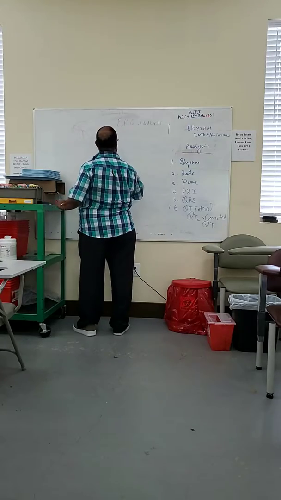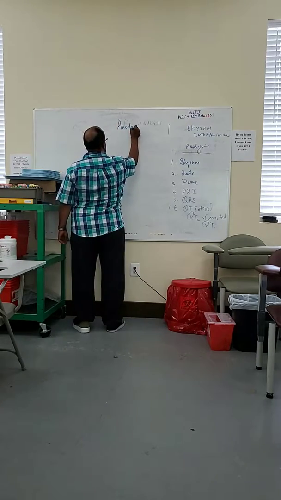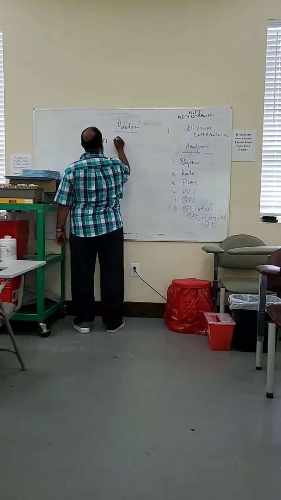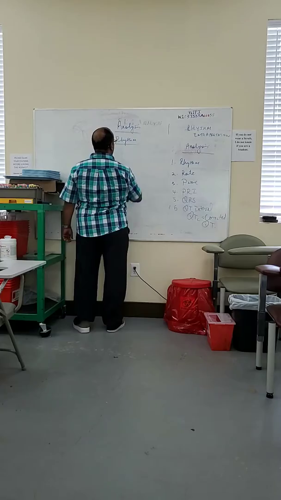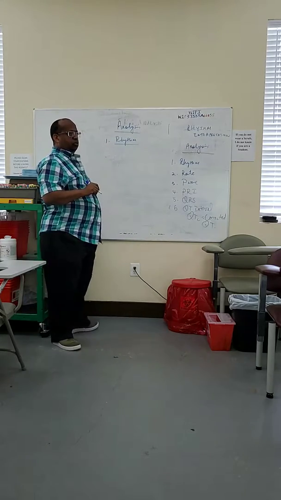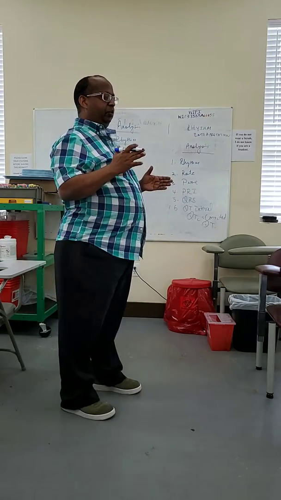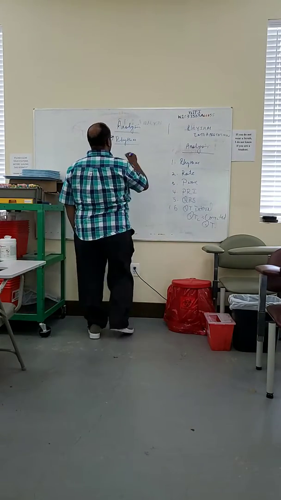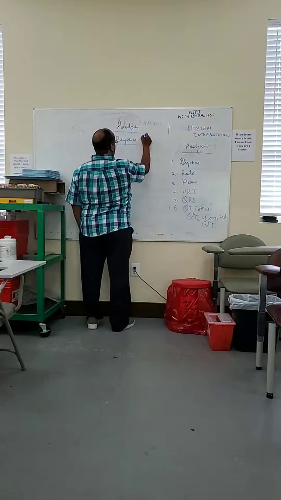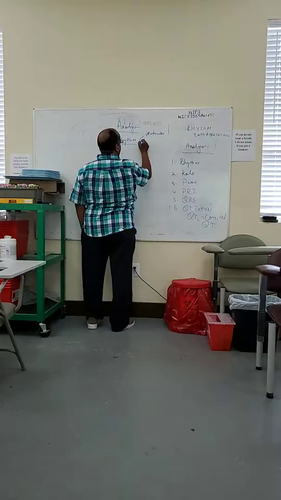So let's do the rhythm. One, let's do the rhythm. What do you mean by rhythm? Rhythm is the spacing between the different waves. According to this, we can calculate two kinds of rhythms. One is ventricular, two is atrial.